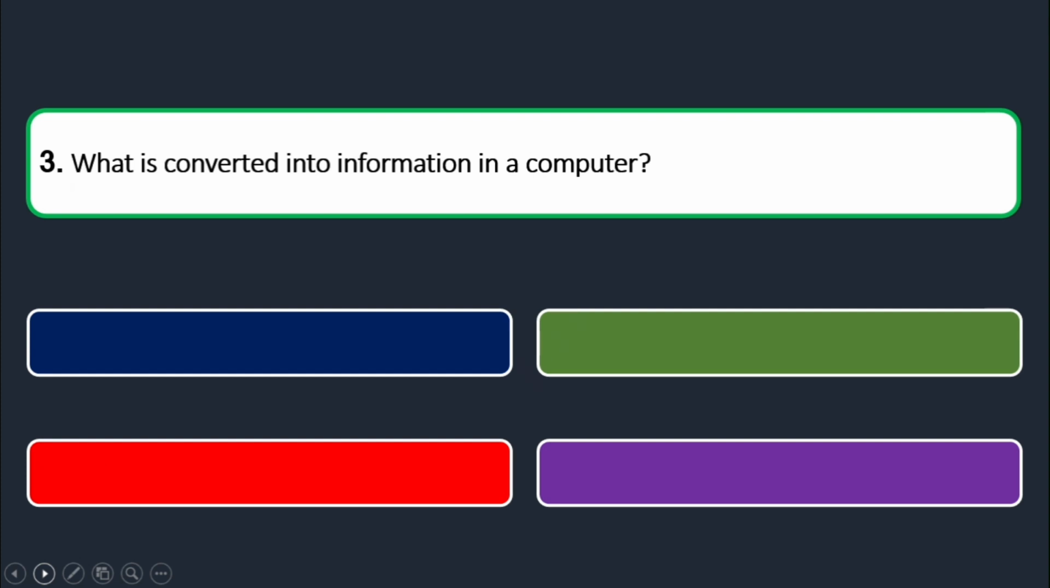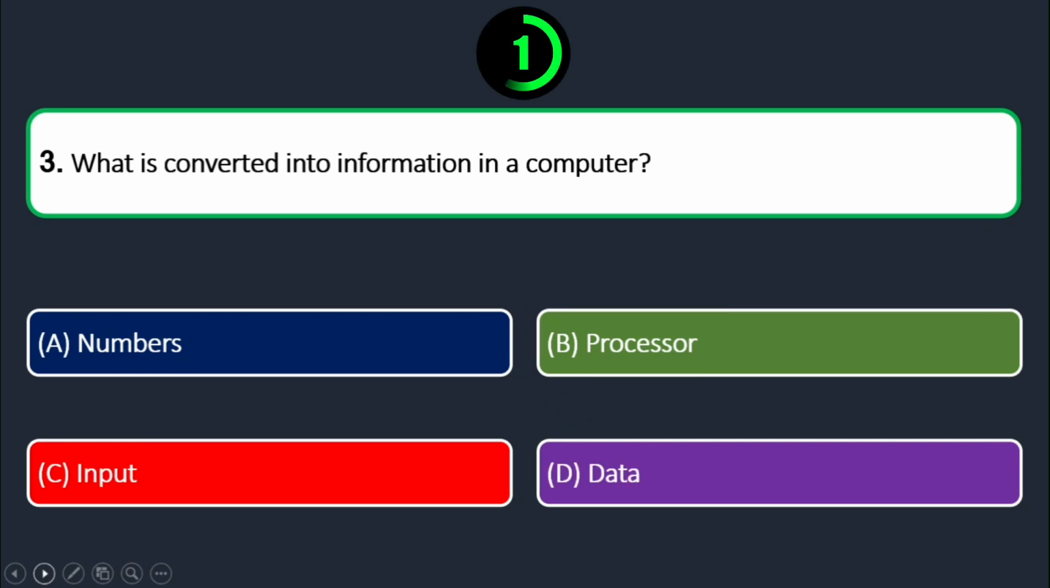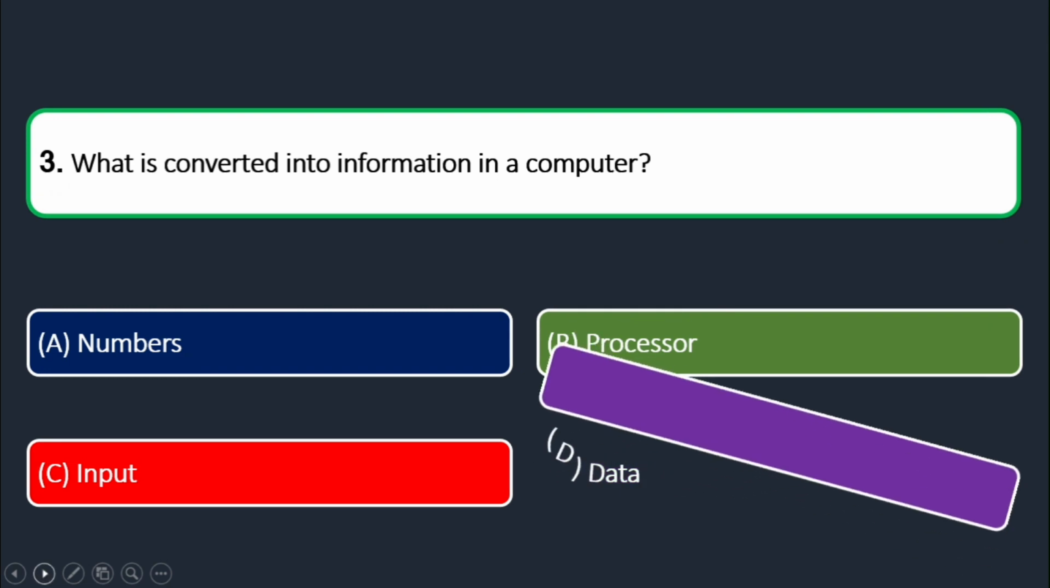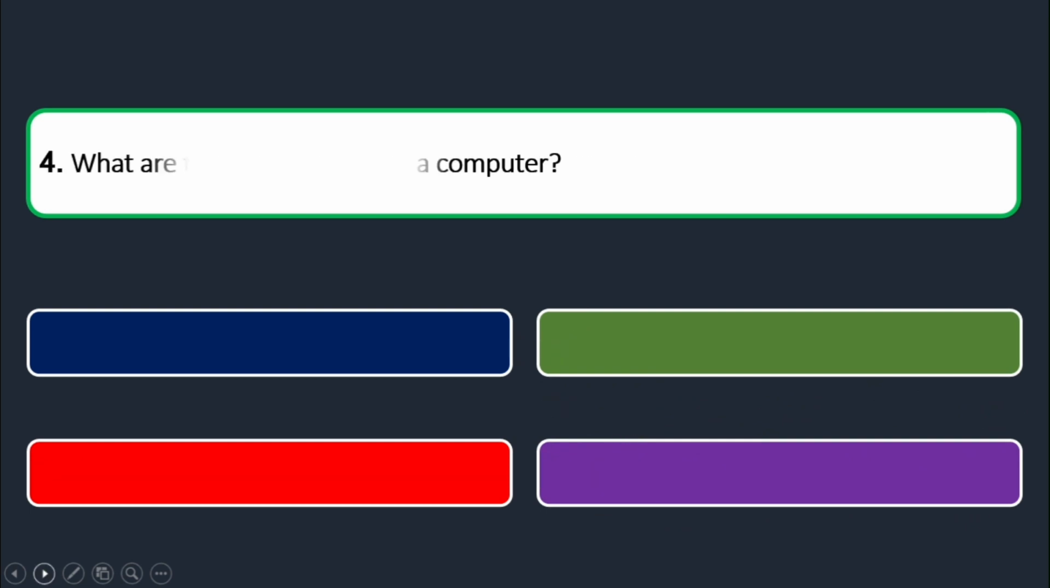Third question. What is converted into information in a computer? Your options are A. Numbers, B. Processor, C. Input, D. Data. The correct answer is D. Data.